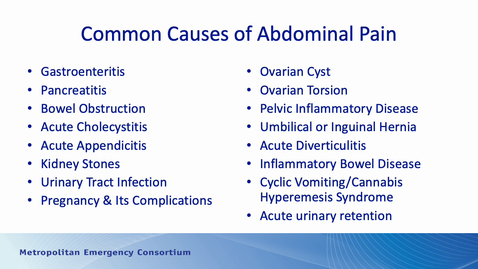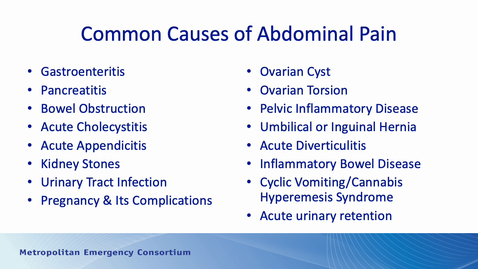Urinary tract infections can cause abdominal symptoms or can cause flank pain, depending on whether it's an uncomplicated cystitis or bladder infection, or if it's progressed to where the kidneys are infected and the patient now has pyelonephritis. For women, always think about pregnancy and its complications. We joke in the emergency department, every woman of gestational age, who's capable of having children, is pregnant until proven otherwise. So you always have to think about pregnancy and its complications.